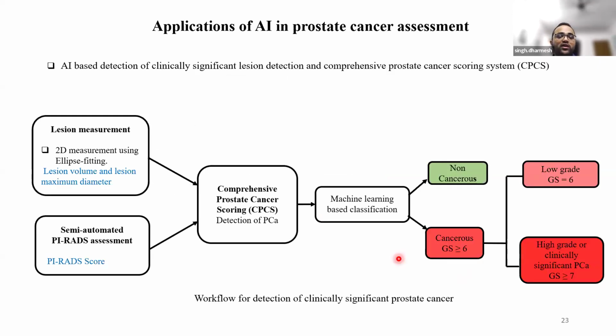So now another application of AI is the detection of clinically significant tumor. This is a very hot topic nowadays: to detect clinically significant tumor and develop our own different scoring system other than PI-RADS, which can include quantitative features with clinical parameters. So this is focusing on the development of a multi-parametric quantitative and clinical scoring system.